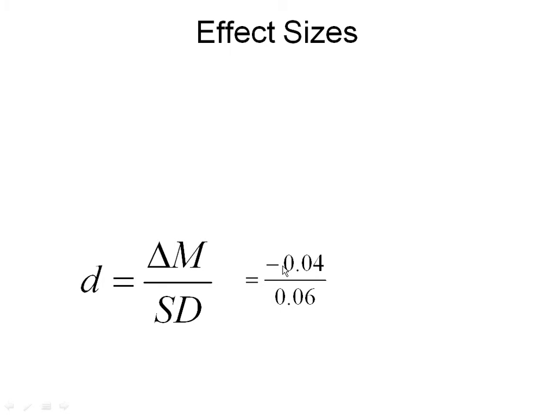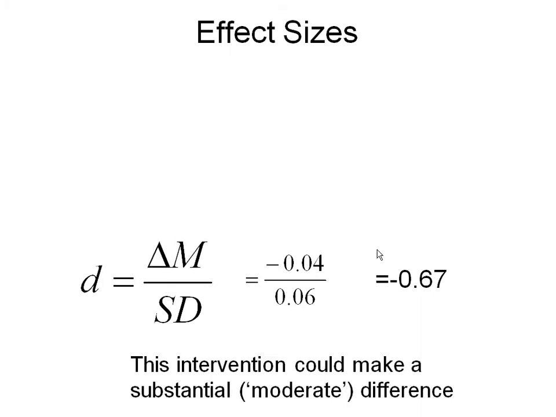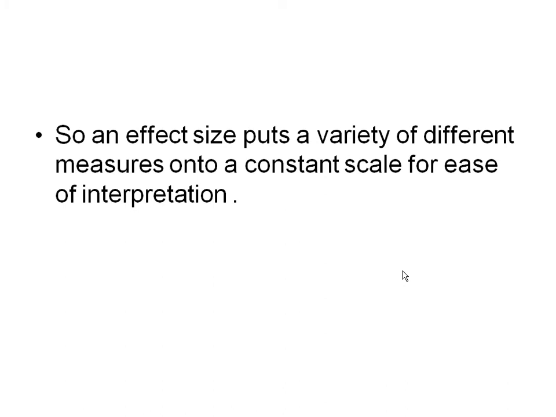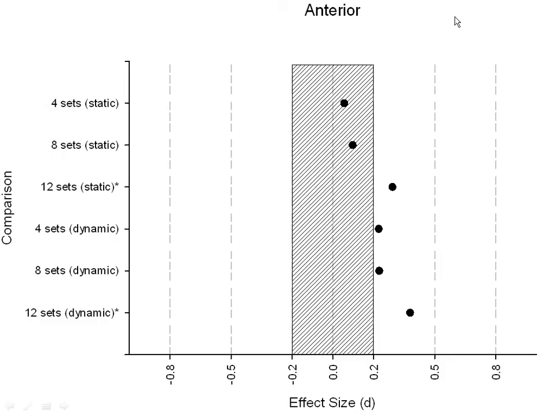If we have that same 0.04 seconds, but have a much tighter standard deviation, we're going to come out with a moderate effect, right? So the size of the intervention and the standard deviation of the group that we're talking about gives us the effect size. Effect size puts a variety of different measures into a constant scale for ease of interpretation.